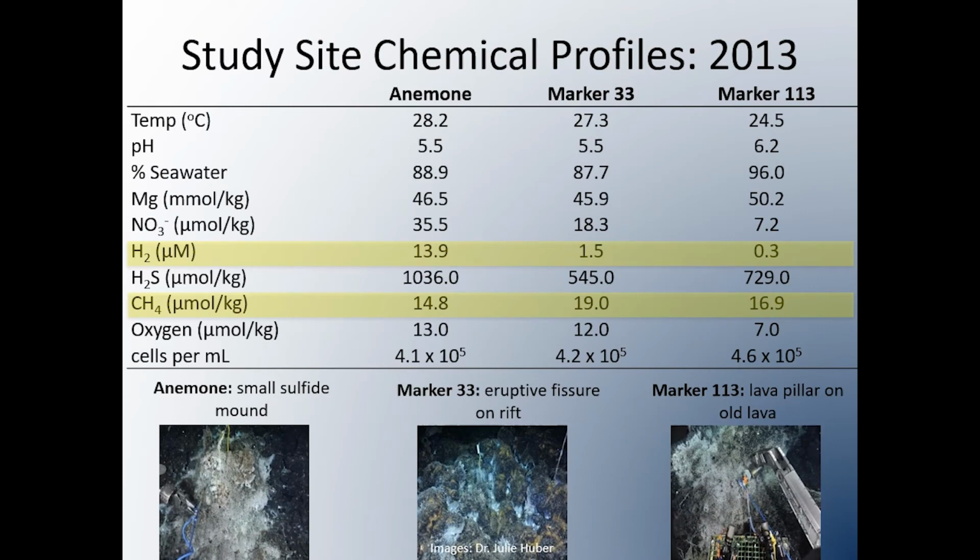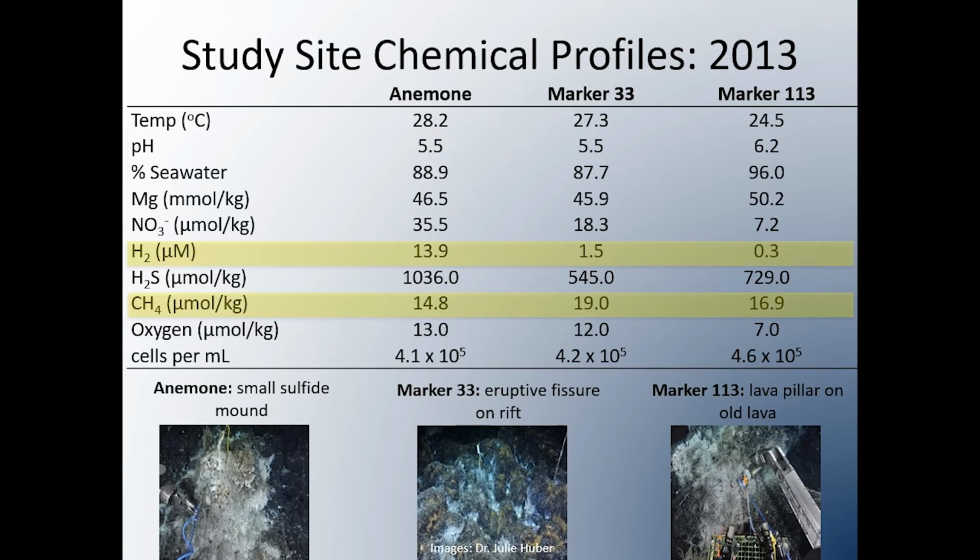From the different chemical measurements of each of these vent sites in 2013, we can see that the vents are similar in both temperature and pH. The largest difference is seen with the hydrogen concentration, which is much higher at Anemone and below the limit of detection at Marker 113. We'll see later that this is because there are a large number of methanogens at Marker 113, which draws down the hydrogen level and increases the methane, which you can also see in the table there.